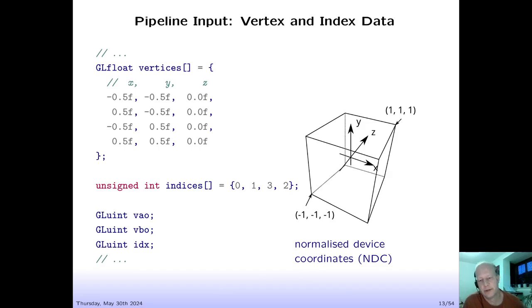On the right side you see the normalized device coordinates. It's a normalized coordinate system which OpenGL uses, where every axis, x, y, and z, goes from -1 to +1.